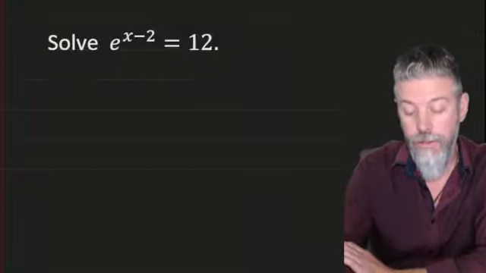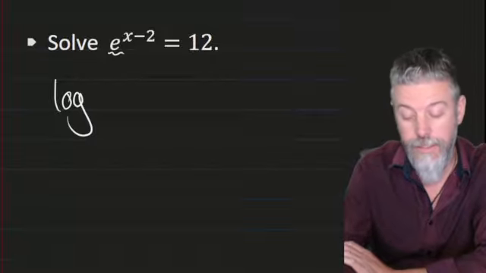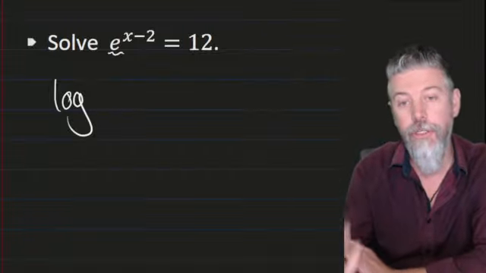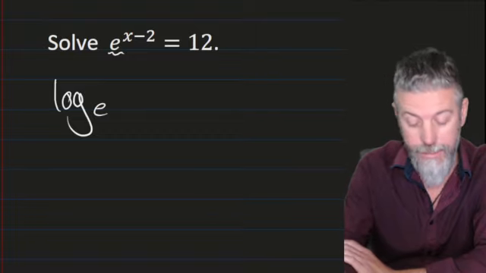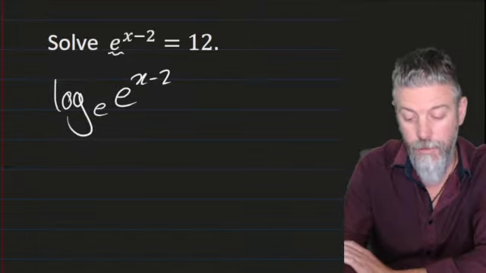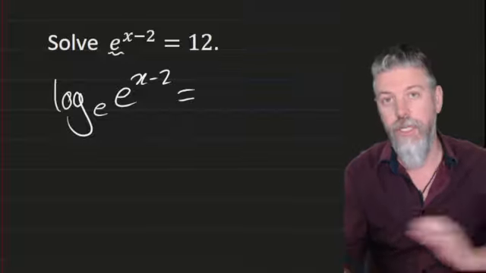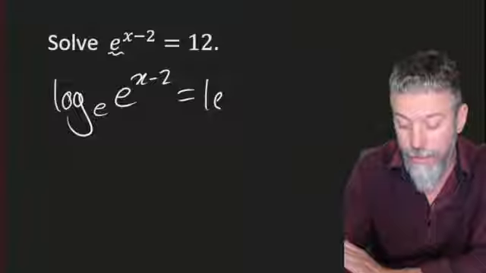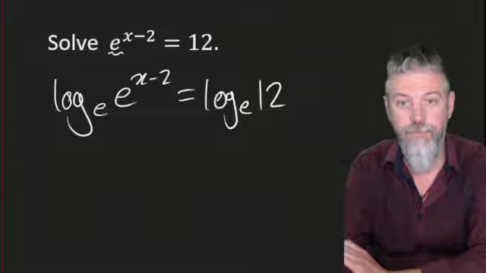So what we're going to do is take the log and keep the base the same. Here it's a base e, so the only way we can undo a base e is if our logarithm is base e, of e to the x minus 2. And whatever we do to one side of an equation, we have to do to the other side of the equation. So we're taking log base e of 12 on this side.